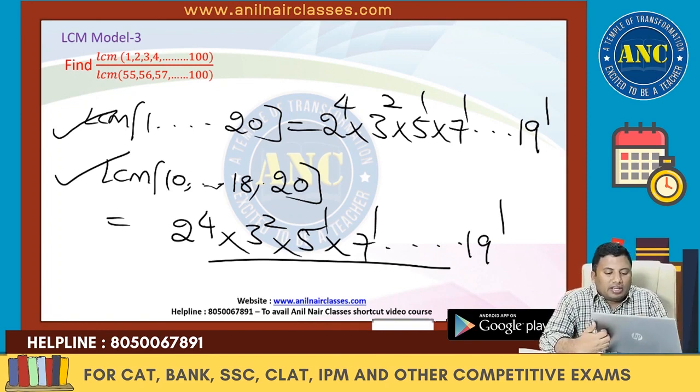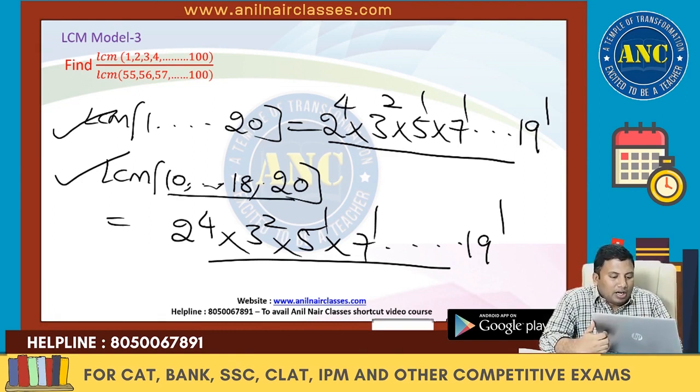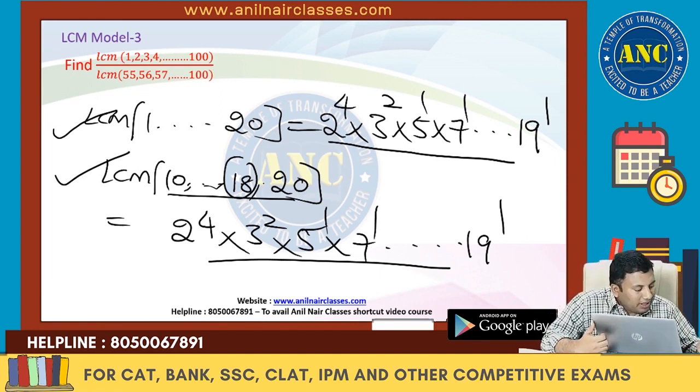LCM always takes the highest power of the given prime numbers. 2 power 4, 3 square, 5, 7 till 19. 16 will come in this set. 9 multiple 18 will come in this set. 5 multiple 20 will come in this set. 7 multiple 14 will come in this set. Both are same. I hope it is clear for you. I think you have kept this doubt in the WhatsApp also. I hope it is clear for you.